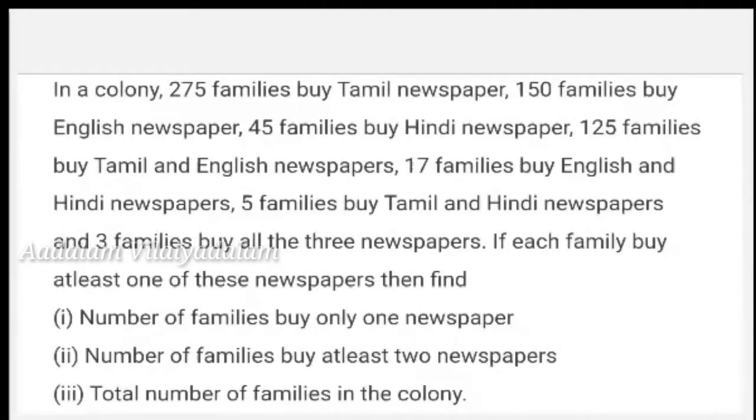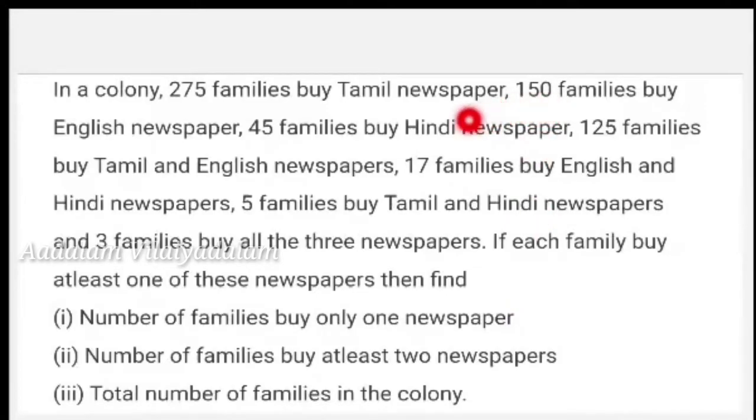Now let's move to the ninth question. In a colony, 275 families buy Tamil newspaper and 155 families buy English newspaper. 45 families buy Hindi newspaper. 125 families buy Tamil and English newspapers. 17 families buy English and Hindi newspapers. 5 families buy Tamil and Hindi newspapers. And 3 families buy all the 3 newspapers. So these are the data given. If each family buys at least one of these newspapers, then find the number of families that buy only one newspaper.